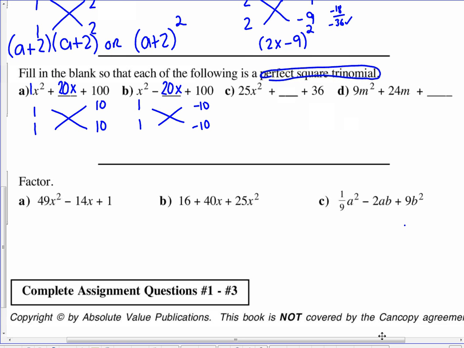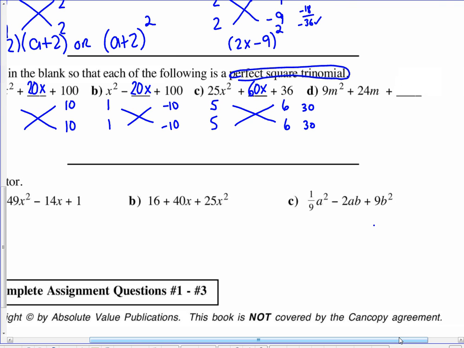If I knew this was a perfect square trinomial, what would be my two numbers? 5 and 5. 36 would be 6 and 6. So what would be the middle term? Okay, so 5 times 6 is 30, and 5 times 6 is 30. So 60x. Good.